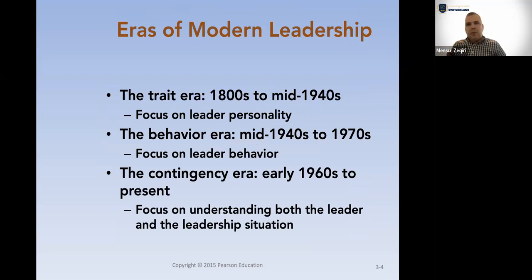We're going to explain later. It was mainly this era, the belief that leaders are born rather than made, that dominated much of the late 19th century and the early part of the 20th century. And then we have the behavior era, which was mid 1940s until the 1970s. And here, as you can see, the focus shifted from leader personality to leader behavior. And then we have the contingency era, which is the early 1960s to present days.